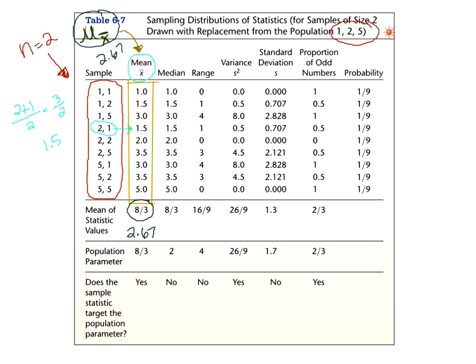Okay, so we already said 2.67 is 8/3, right? So again you get that 2.67. So the mean of your population, which is over here at the top, is again 2.67. So you see what happens. The mean of the population is the same thing as the mean of your sample means.